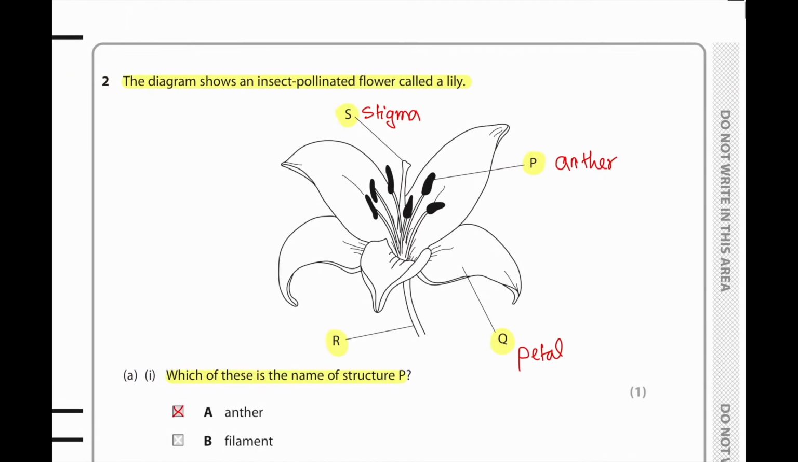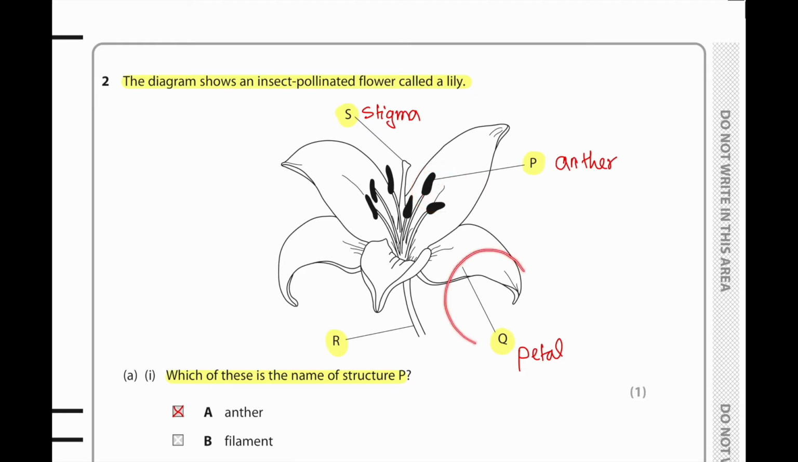Part B. Describe how the structures P, Q and S would differ in a wind pollinated flower. In a wind pollinated flower, the stigma needs to be feathery, more spread out, and it has to have more surface area. It will be outside the flower, exposed to the air. And the anther will be exposed out into the air so that it can easily lose pollen.